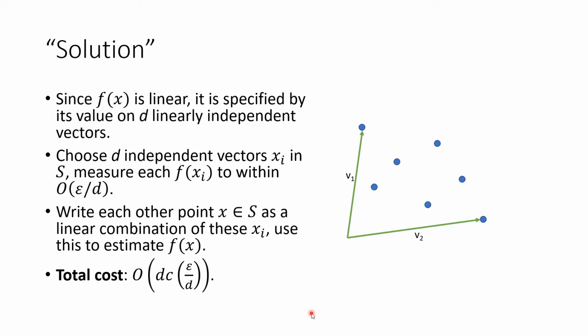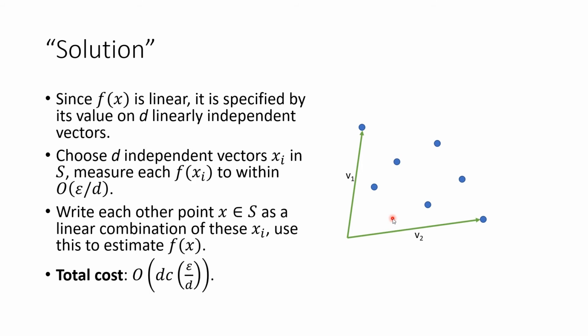Great. So if you're paying attention two slides ago, you might have noticed that the problem we stated might have a simple solution. The most natural approach to this problem is, since f(x) is linear, it's specified by its value on d linearly independent vectors. So what you can do is choose d independent vectors in S, measure each of them to within some precision, maybe O(epsilon over d), and then write each other point x in your set as a linear combination of your existing vectors, and then use this to estimate f(x). And this leads to a total cost of something like O(d times c(epsilon over d)).